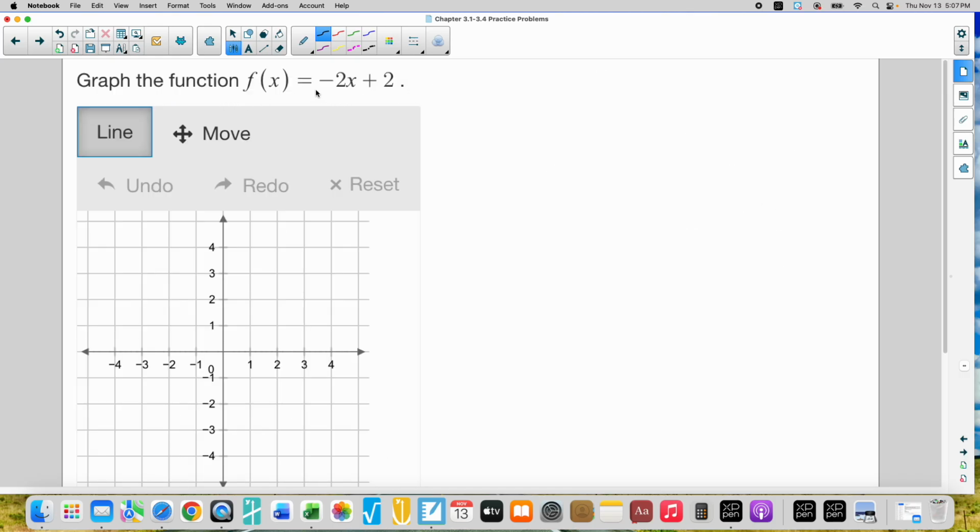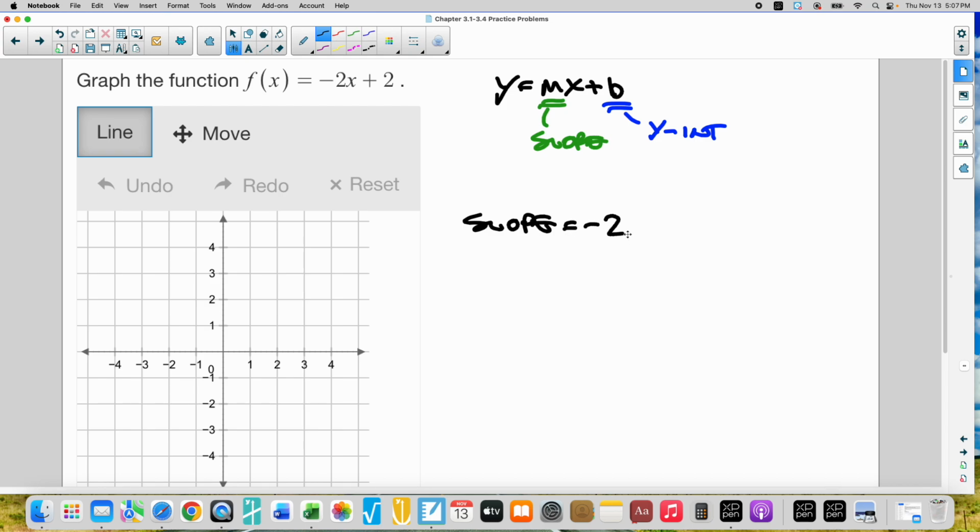We want to graph it. So remember, these functions are in slope-intercept form. The coefficient of x, the number in front of x, is considered the slope. And then the constant being added is called the y-intercept. So in this example, the slope equals -2 and my y-intercept equals 2.